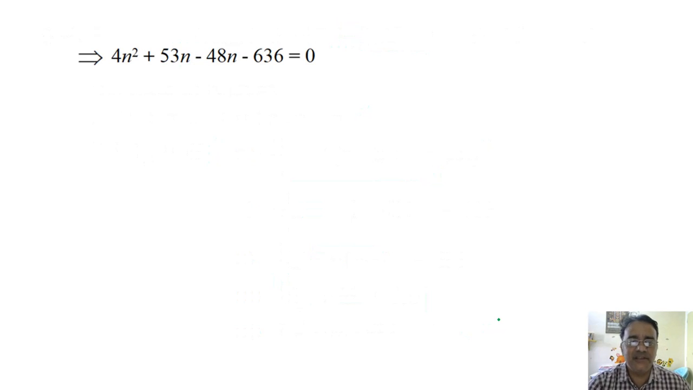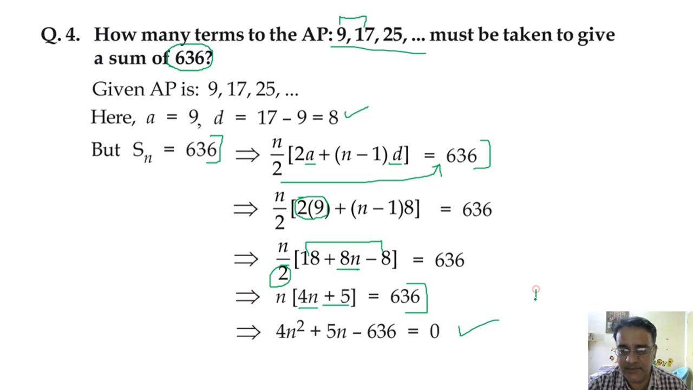Now we have to solve this quadratic equation. So what is p here? Don't multiply all the numbers: minus 636 into 4, it is negative. And what is s here? Plus 5. And we should find two factors of p such that the difference is 5.